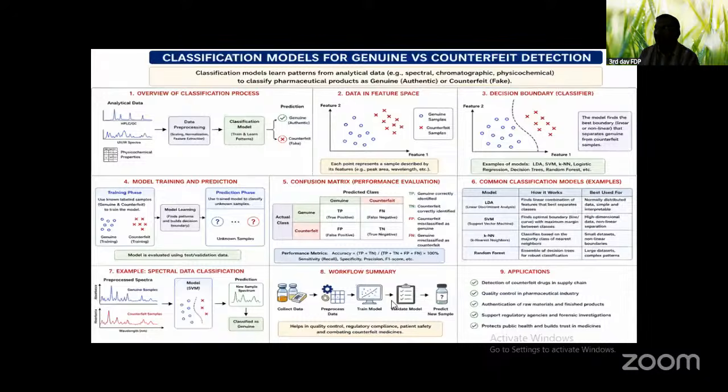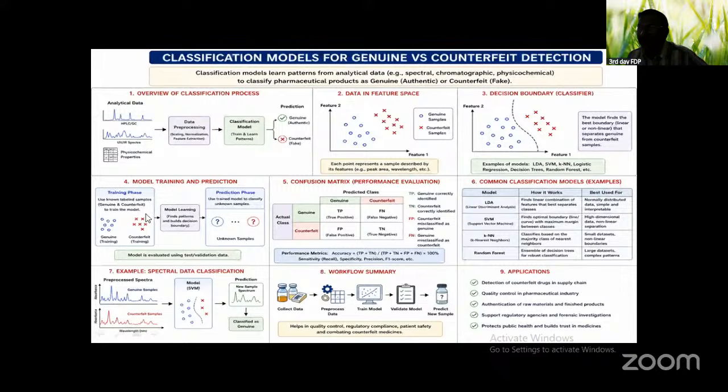How to separate the genuine sample versus counterfeit detection? In the first point, you can observe here the prediction is genuine or counterfeit from the given data by using the data pre-processing step followed by the classification model. In the second point, you can observe here data in feature space. The blue dots are genuine and red spots are counterfeit samples. Then the decision has been taken here. Blue spots are genuine and the red spots make another zone.